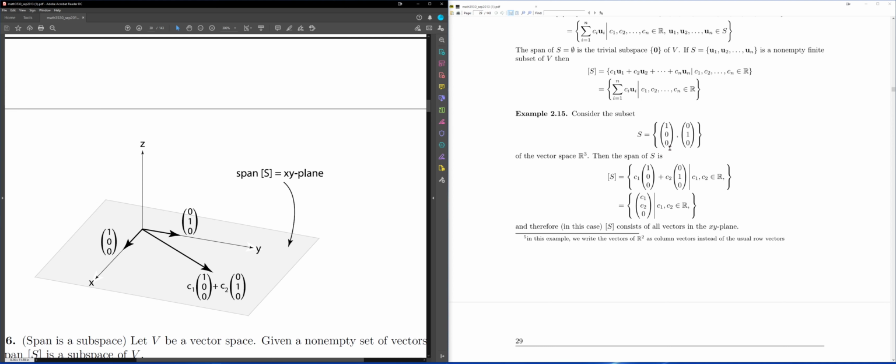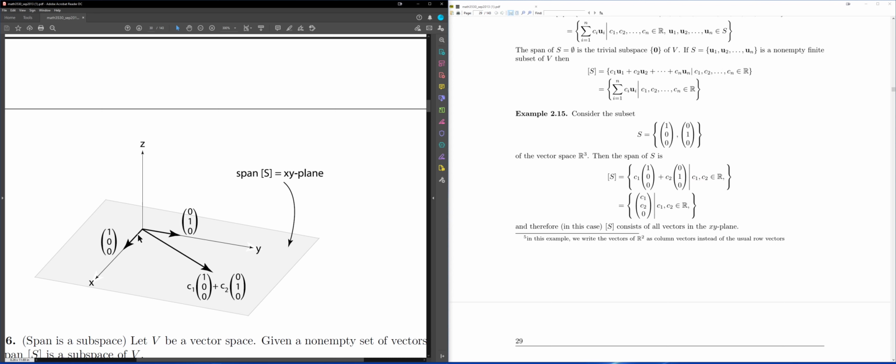So I have these two vectors in three-dimensional space. This is my S, and I want to get the span of these. The span of these two vectors is obtained by taking linear combinations of the two vectors. A linear combination would be of the form c1(1,0,0) plus c2(0,1,0), and the point about span is you can choose any c1 and c2 that you want.